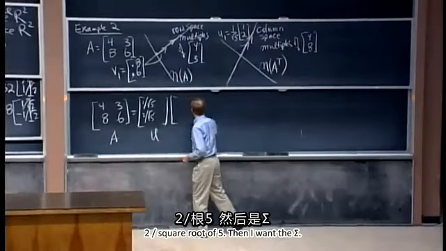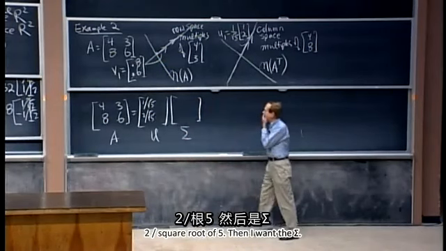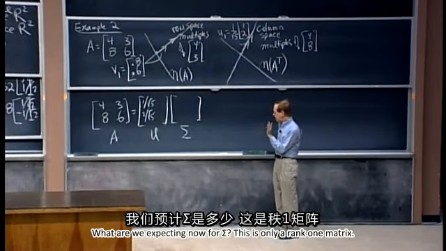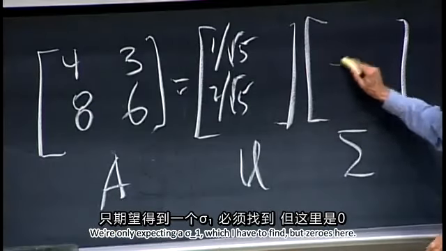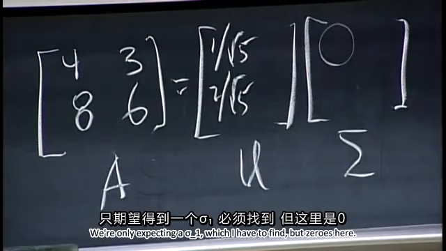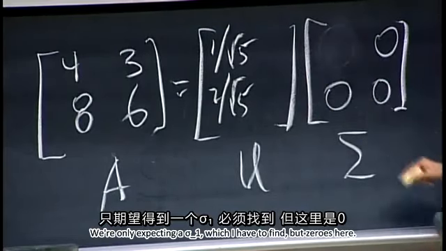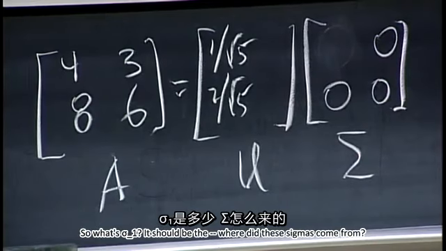Then I want the sigma. What are we expecting now for sigma? This is only a rank 1 matrix. We're only expecting a sigma 1, which I have to find, but 0's here. So what's sigma 1? It should be, where did these sigmas come from?